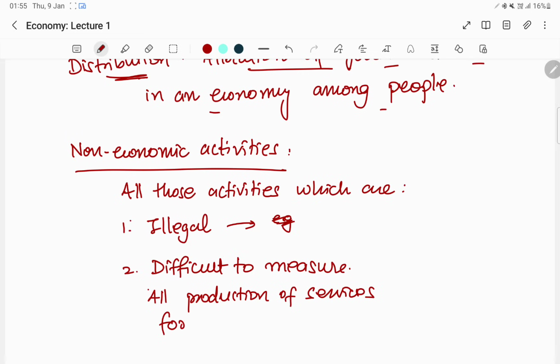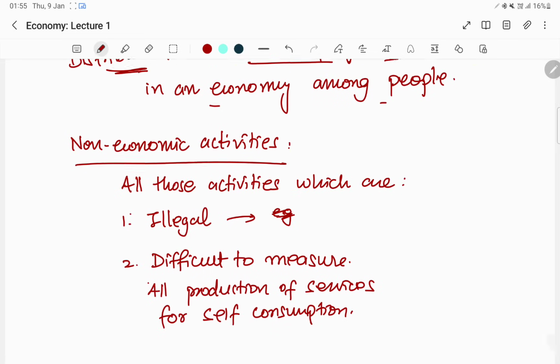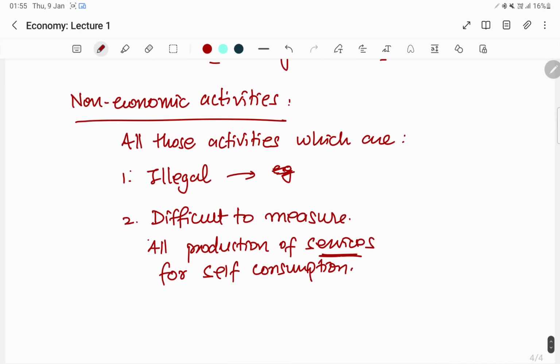for self-consumption, not goods, only services. Mark here the word that all production of services for self-consumption, but not goods. Difficult to measure means what? For example, services of housewives or mothers in the household, right? In the home, in our family, the services of housewives or mothers in our home.